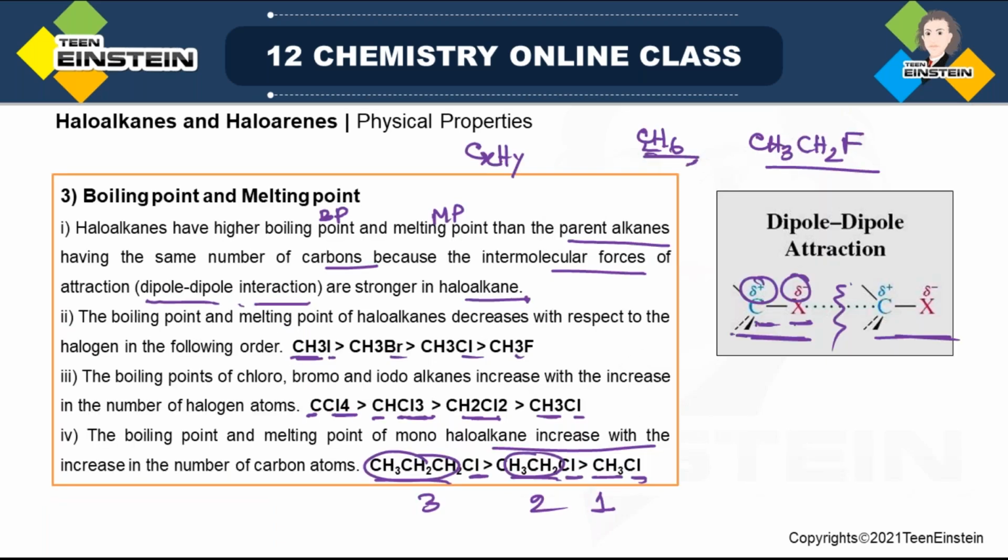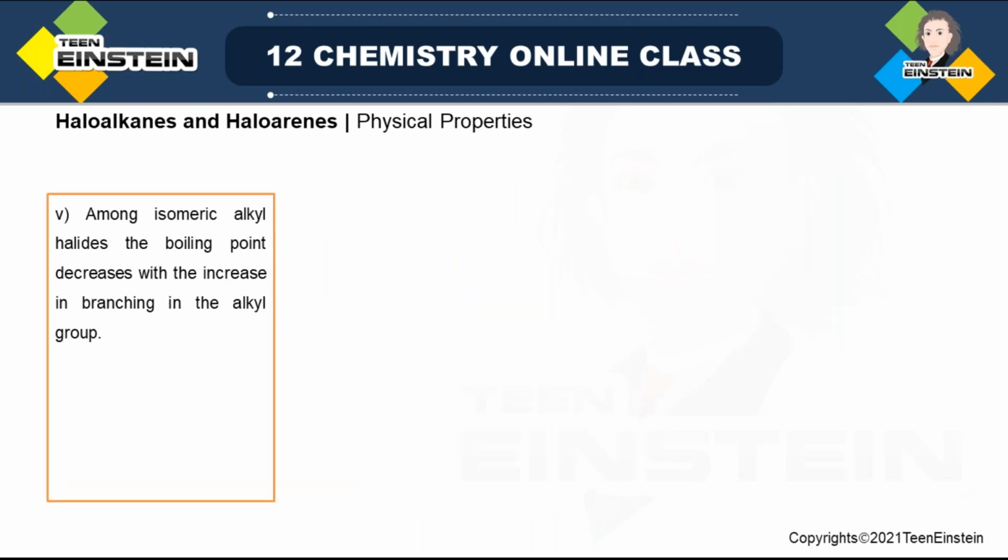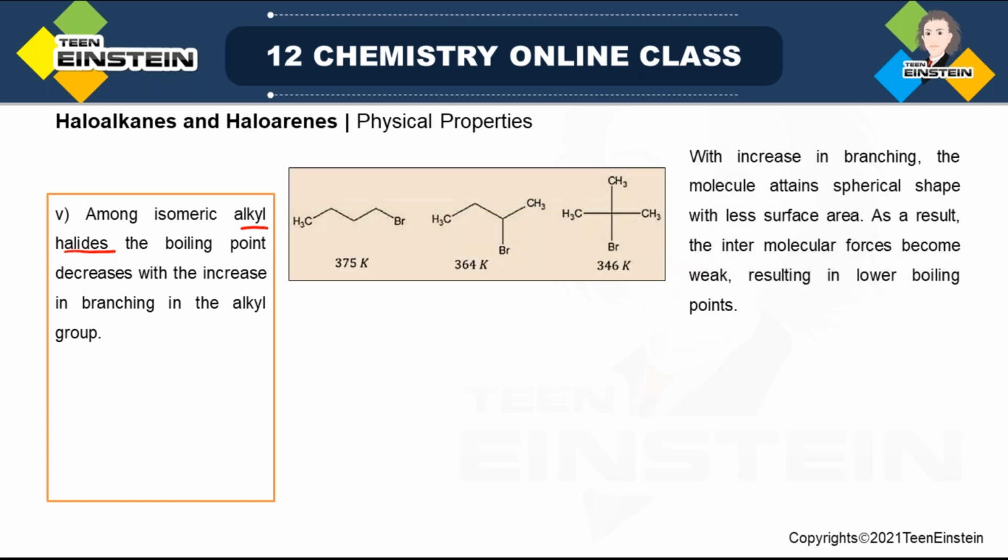After finishing the fourth point in this slide, which was the last slide in the last class, now the fifth point. Among isomeric alkyl halides, suppose you have 3 to 4 alkyl halides and all are isomers of each other, that is, same number of carbon, halogen and hydrogen. Now what will happen? The boiling point will decrease when there is an increase in the branching in the alkyl group. Fine. So here we will see an example.